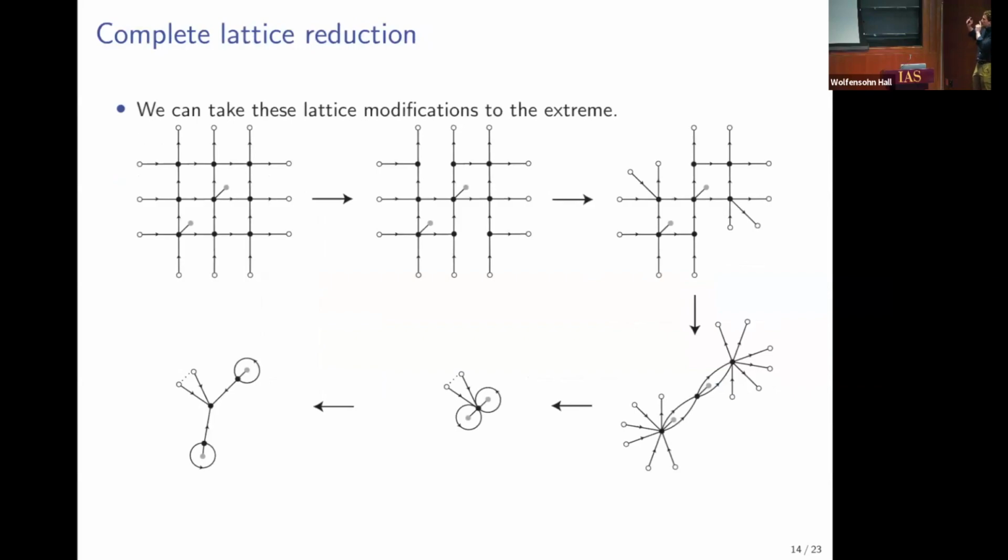And we can take these lattice modifications to the extreme. So let's say we started from this, our general lattice. We can actually use a series of deformations to reduce it to something almost depressingly simple. It seems to remove all of our geometric intuition about what's going on, but the physical Hilbert space for both of these lattices is exactly the same. So what's going on here?